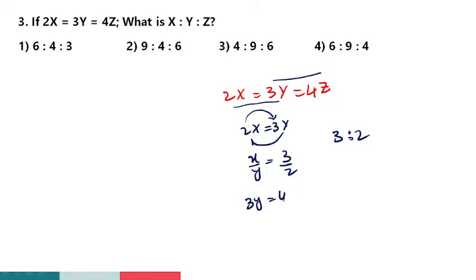3y is equal to 4z. Z needs to come to this side, 3 goes to the other side. Then y by z is equal to 4 by 3. 4 by 3 means 4 is to 3.